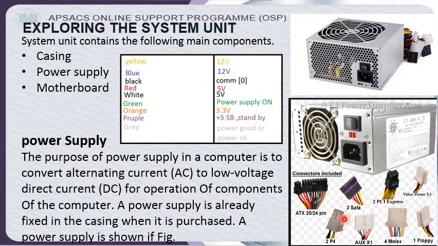Okay, but if you see the main connector which is giving power to your motherboard, also known as P1, it has different color combinations. Blue is 12 volt. Black, I think most of you know, is a common, or you can say a negative wire. Red is 5 volt, white is also 5 volt.